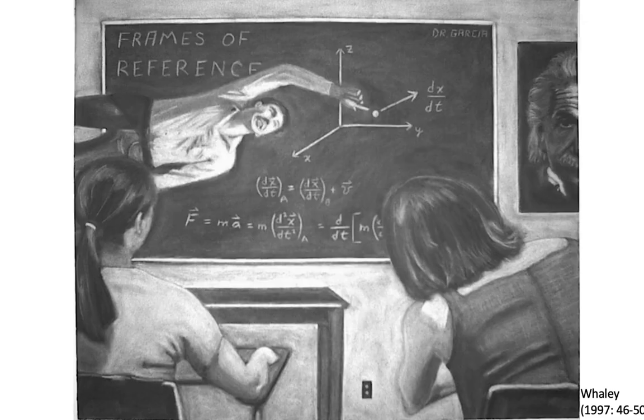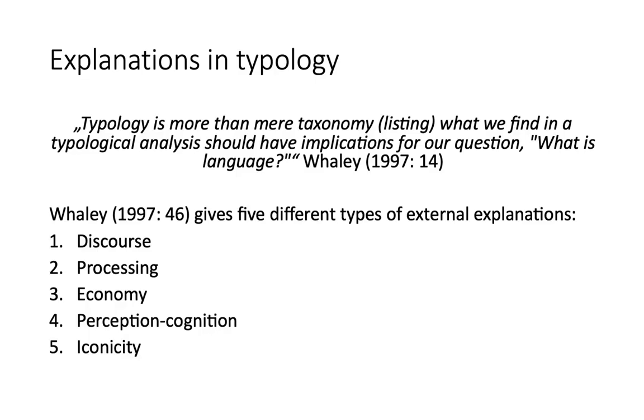External explanations have to do with mostly cognitive factors, aside from the language system. Whaley gives 5 different types of external explanations. First of all, discourse. This relates to the universals that arise through the way people structure the information flow in their speech, for instance by putting old information first and new information second.